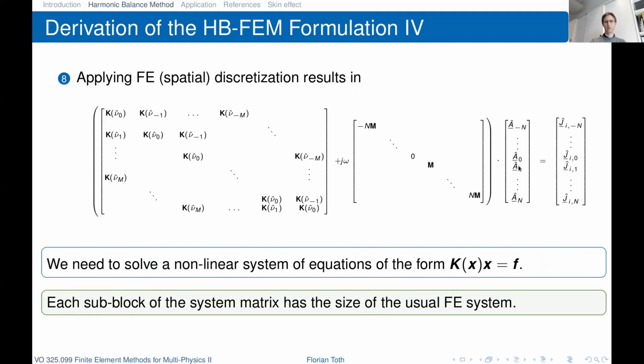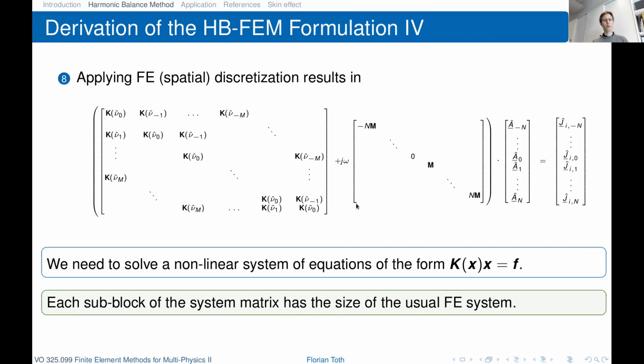So if you look for harmonic 1 and you have 100 degrees of freedom in your finite element mesh, then you have for the first harmonic 100 degrees of freedom here in the unknown vector. Similarly, of course, in the right-hand side and in the corresponding system matrices. So each subblock of the system matrix has the size of the usual finite element system. So you see, this will actually be a very large system if you use a lot of harmonics. But in principle, this is what we need to solve.